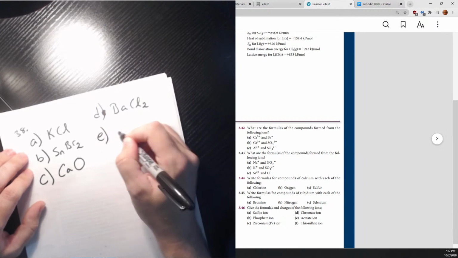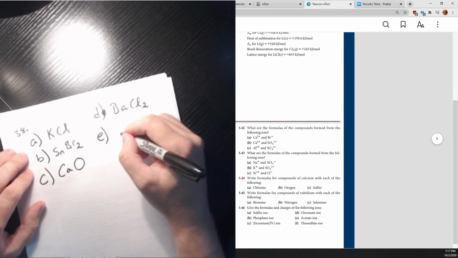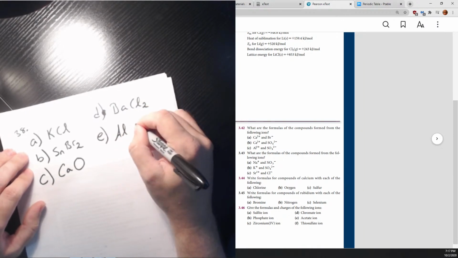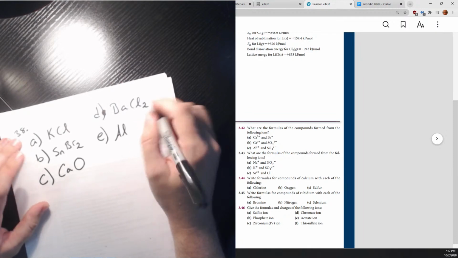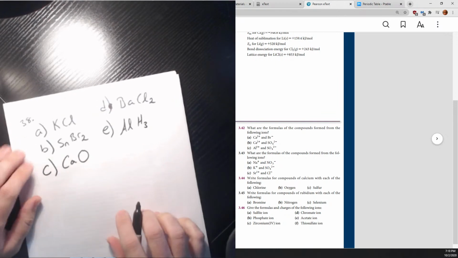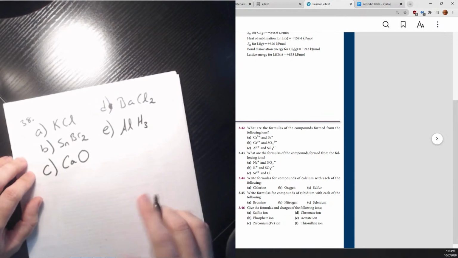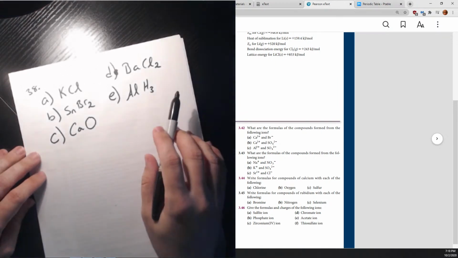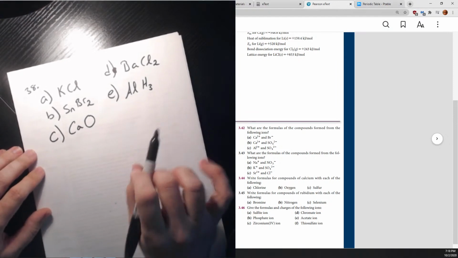And finally, E, aluminum hydride. Aluminum is 3 plus. As a negative ion, hydrogen takes a negative 1 charge, so aluminum hydride is AlH3. 40. Name the following ions.